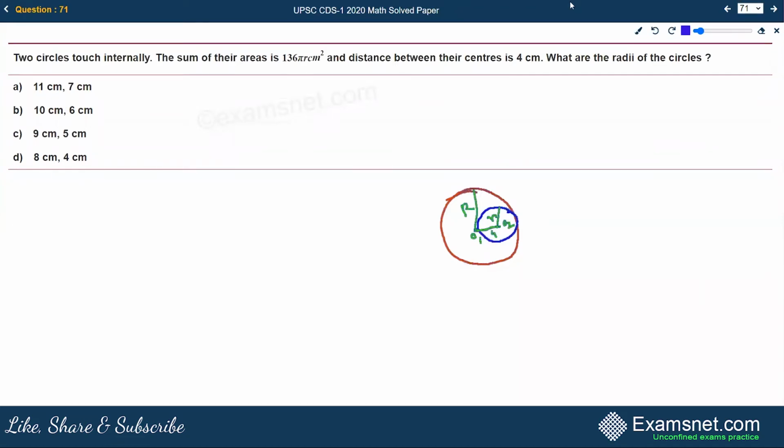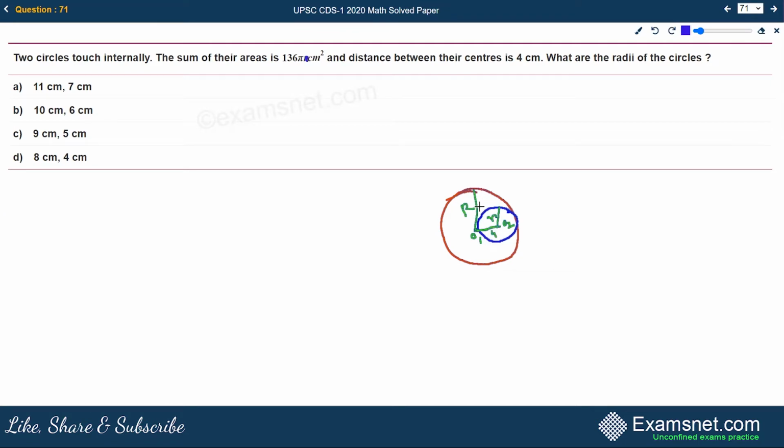In question number 71, we are given two circles that touch internally. The sum of their areas is 136 pi centimeter square, and the distance between their centers is 4 centimeter. What are the radii of the circles? Okay, so I have already done the figure. Two circles are touched internally. One is a larger and one is a smaller circle.